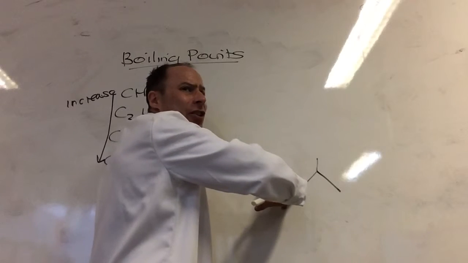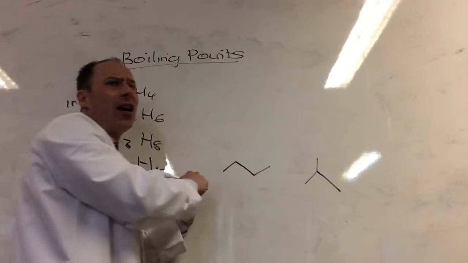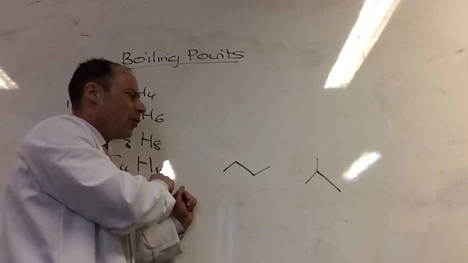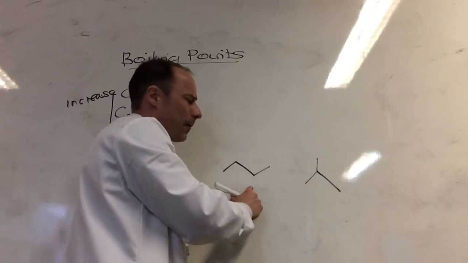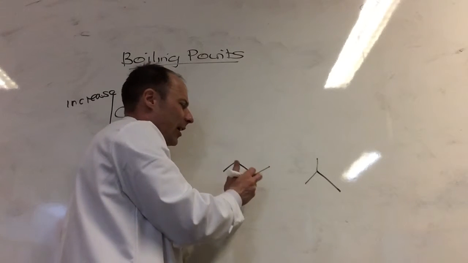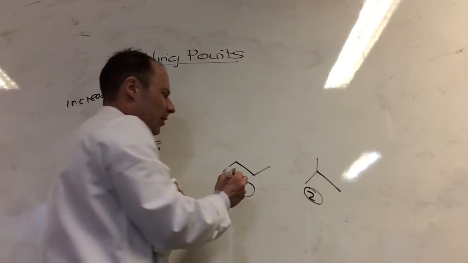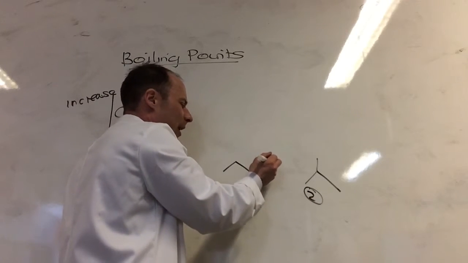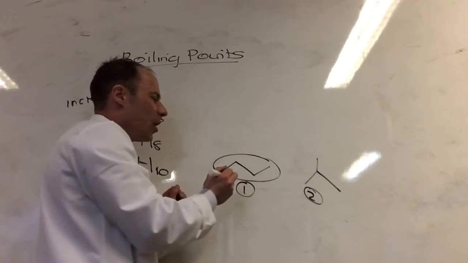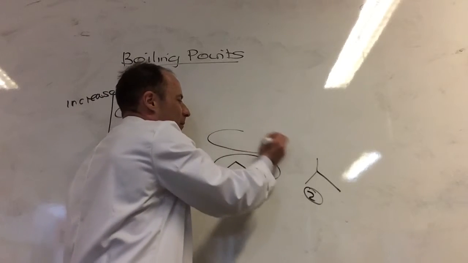What about these two guys here? These are isomers of C4H10. Which one is going to have a higher boiling point, number 1 or number 2? Who's going to be higher? Number 1 will be higher, and the reason why, bigger surface area. Yeah, brilliant, bigger surface area.